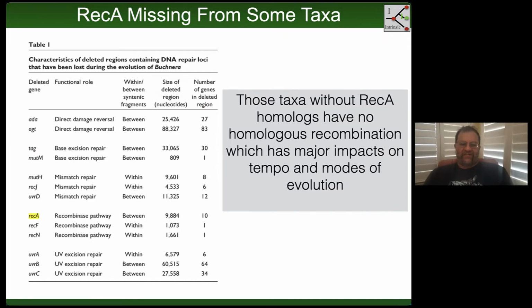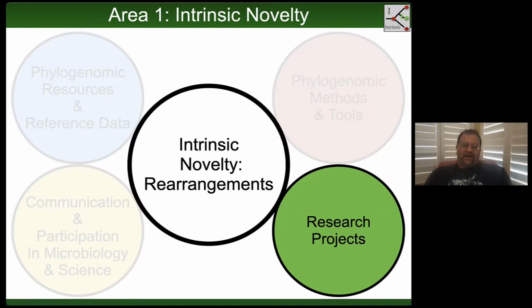This worked most of the time, but interestingly, even though we thought at the time that RecA was a housekeeping gene and was required in all organisms, there are some organisms, in particular intracellular pathogens and symbionts, that are missing RecA, but most bacteria, most archaea, most eukaryotes have a homologue of RecA. It's only occasionally missing, but when it is missing, it has massive impacts on the evolution and the origin of novelty in those organisms, because those organisms basically have no homologous recombination.